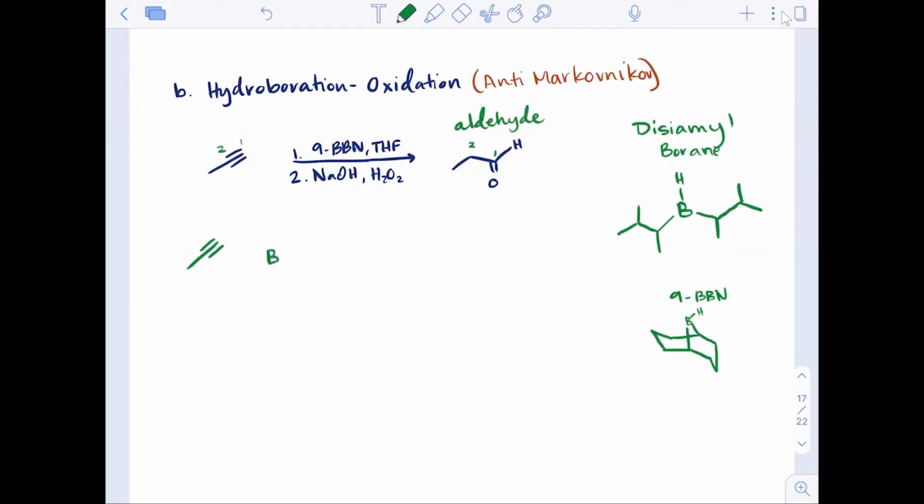I'm going to use R groups and an H there to be able to emphasize this mechanism. Again, the first concerted step is the exact same as what we saw before. I'll just spread this guy out a little bit. So the pi bond attacks the boron. The hydrogen comes back and attacks on the less substituted side. So we do have a syn addition.